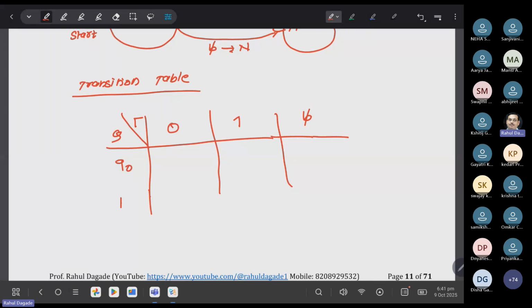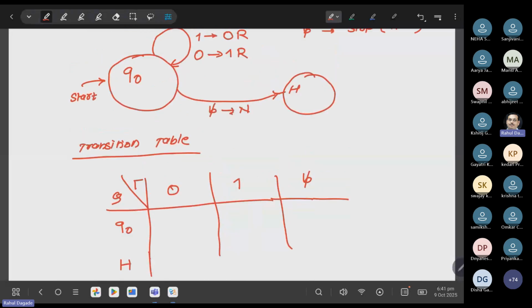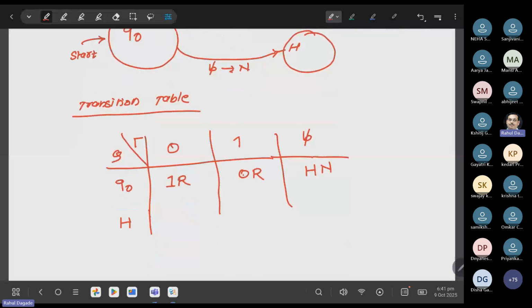So for 0, what is the Q0 state doing? It is remaining in the same state, converting 0 into 1 and moving the pointer to the right. So we can write it like this: 1 R. Similarly, 1 is converted into 0, move to the right. And for blank, it is just going to the halt state H with no movement of the pointer. And in the halt state, we have no action for anything, so we are just stopping. Okay, so this is the transition table.